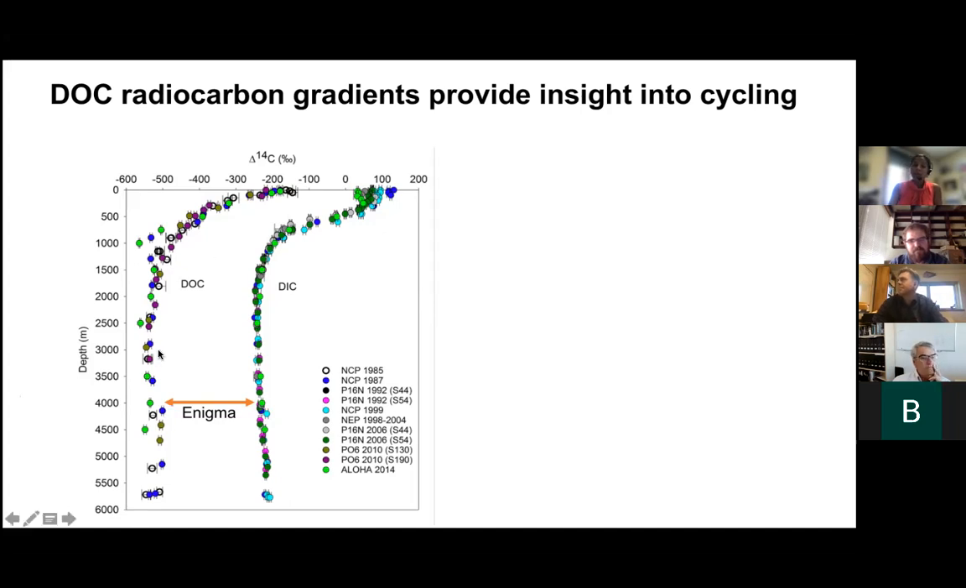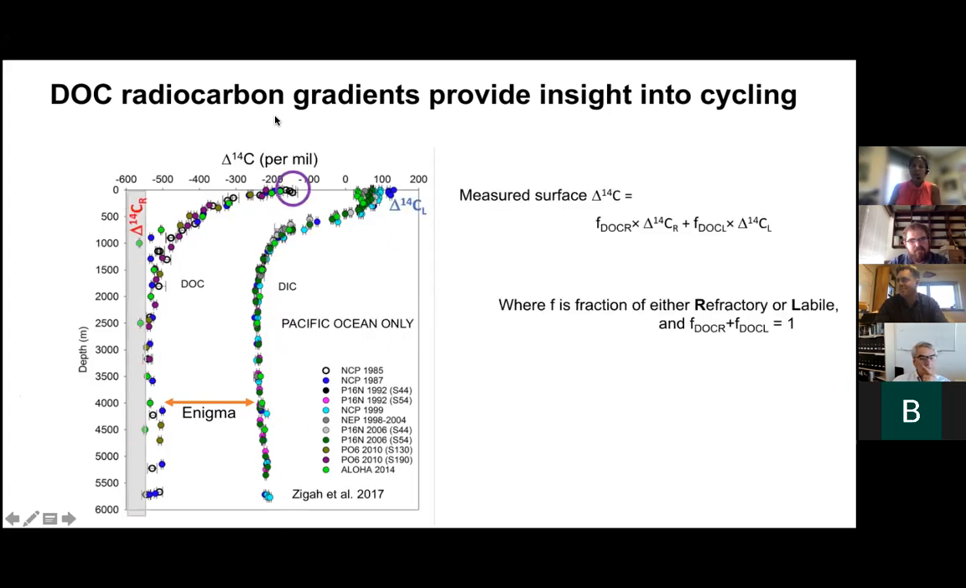So what has typically been done is that we've explained this radiocarbon profile as simply a mixture of two reservoirs of carbon, that refractory reservoir that I was talking about. So it's denoted here as delta 14 CR, and we assume that it's present at a constant concentration, but also a constant radiocarbon signature with depth, and that it has or can be assumed to have the radiocarbon content of the deepest reservoir.